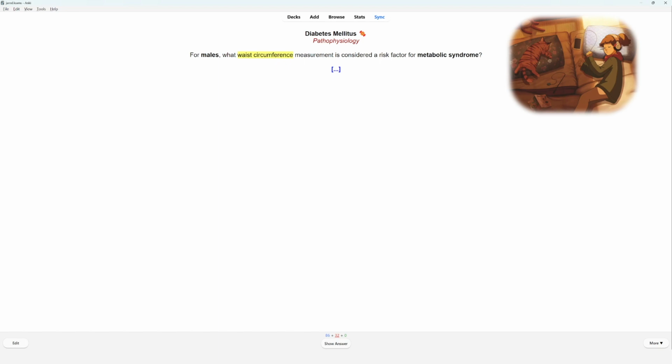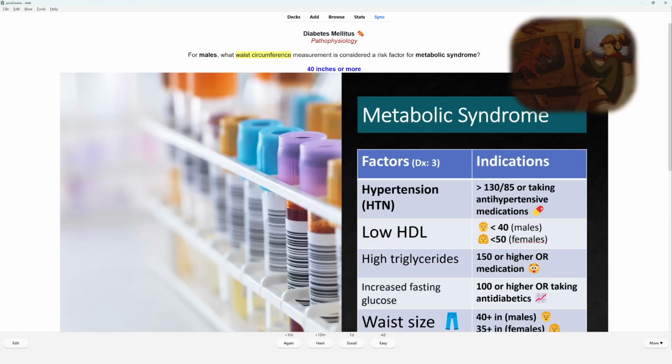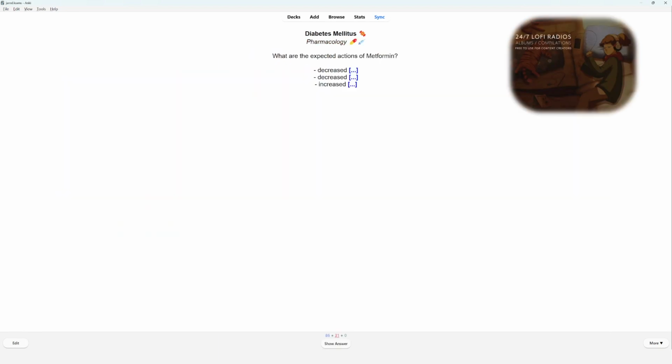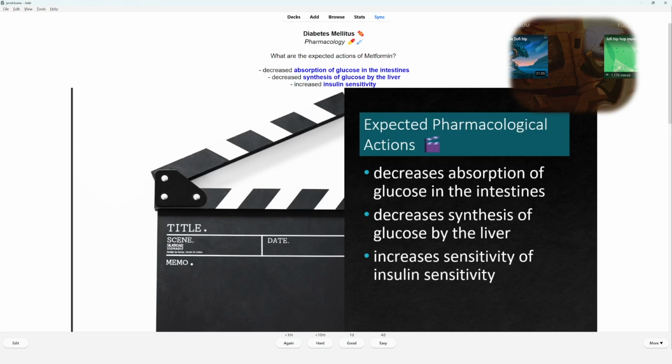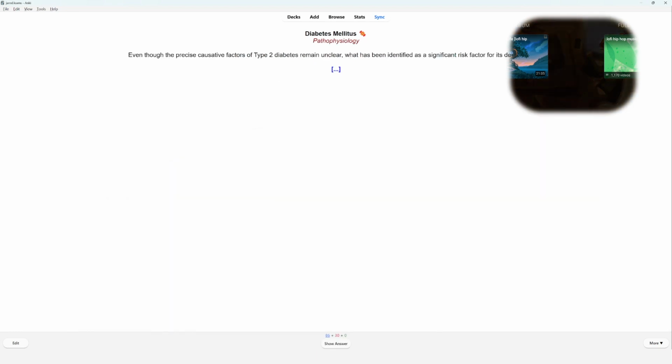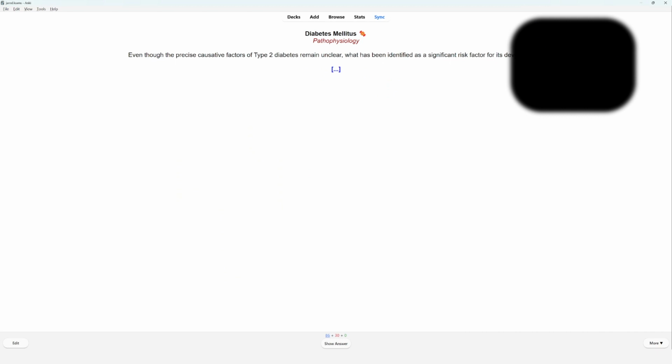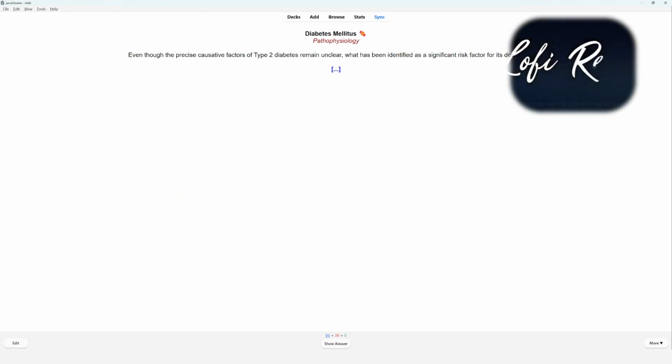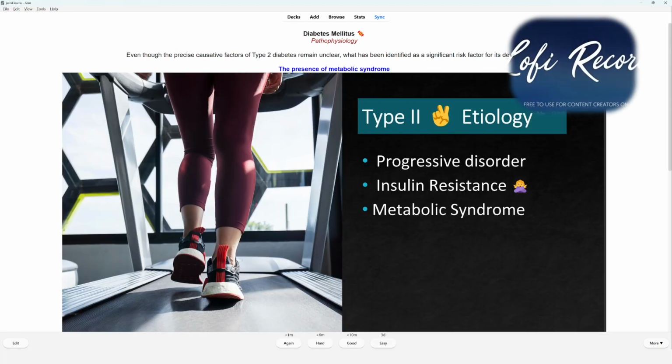Waist is over 40 for men. Decreased absorption of that glucose in the intestines, decreased synthesis of glucose by the liver, and increased insulin sensitivity. Even though the precise cause of type 2 remains unclear, what has been identified as a significant risk factor for its development is the metabolic syndrome.